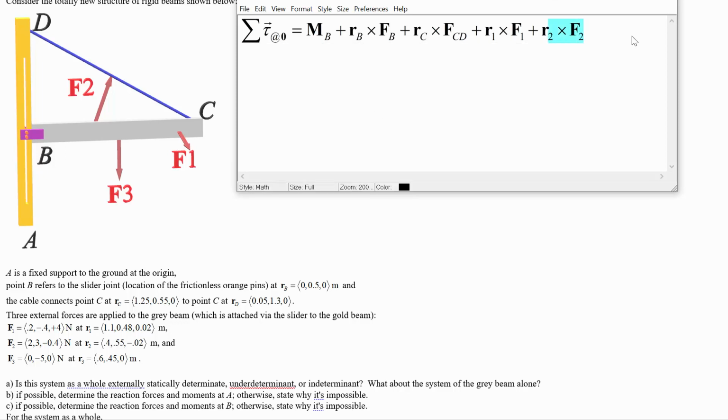Because order and cross product matters, remember. If you take F2 and cross it with R2 instead of R2 cross F2, you'll get negative the vector that you're looking for. And finally, R3 cross F3. So let's just double check. We've got all the forces that are acting on the gray beam, and we've got the pure moment applied to it by this support. Okay, so there we go.